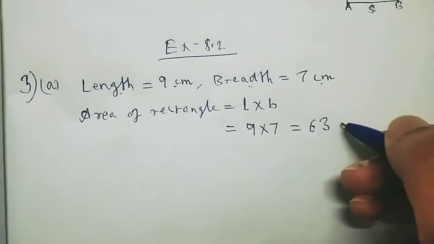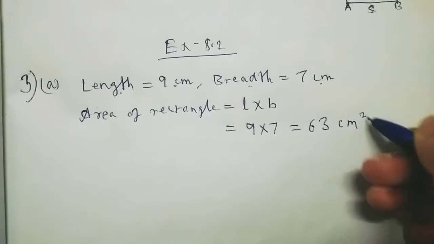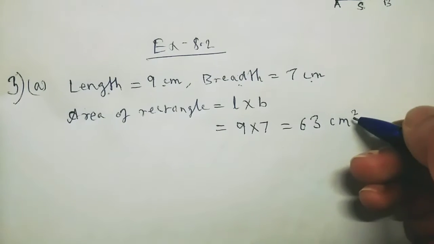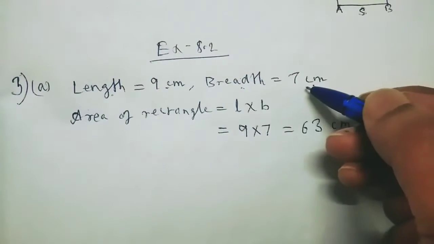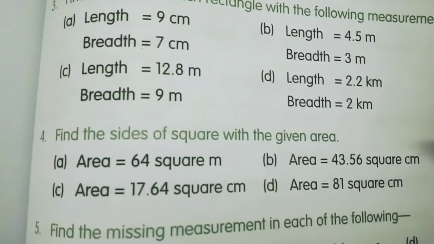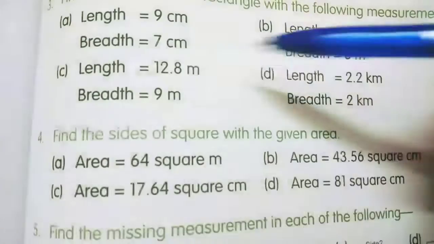So 63 centimeter square, like this you have to write. Okay, if you do not give square, then it is wrong. So 63 centimeter square, that means here centimeter is there, that's why it is centimeter square. Understood? In this way you have to do the questions. So you have to do A, B, C and D in homework.